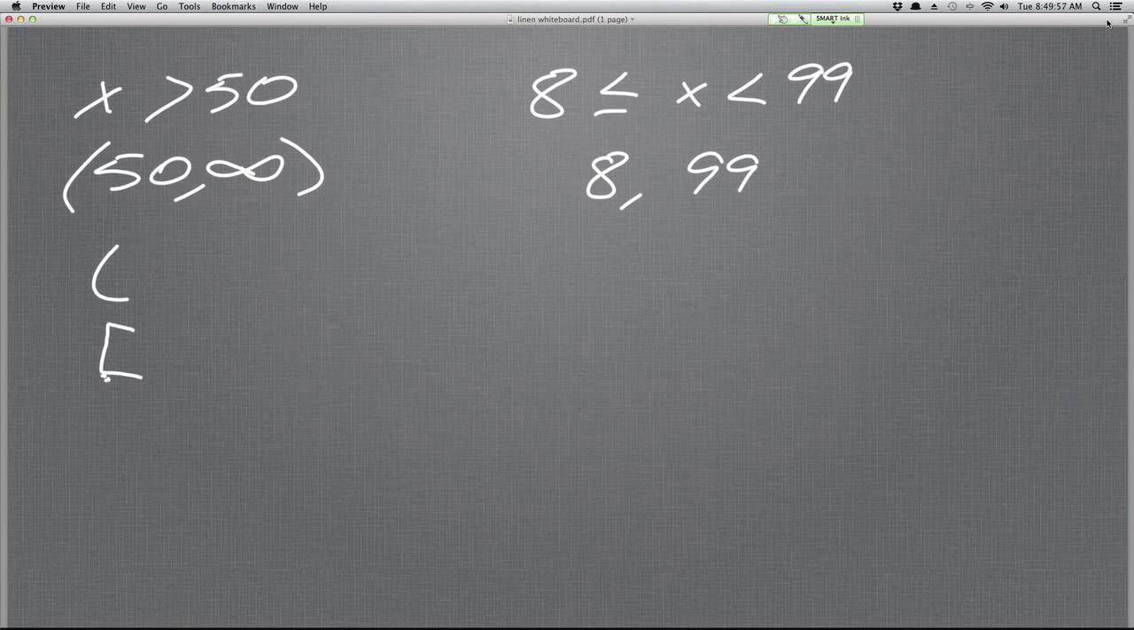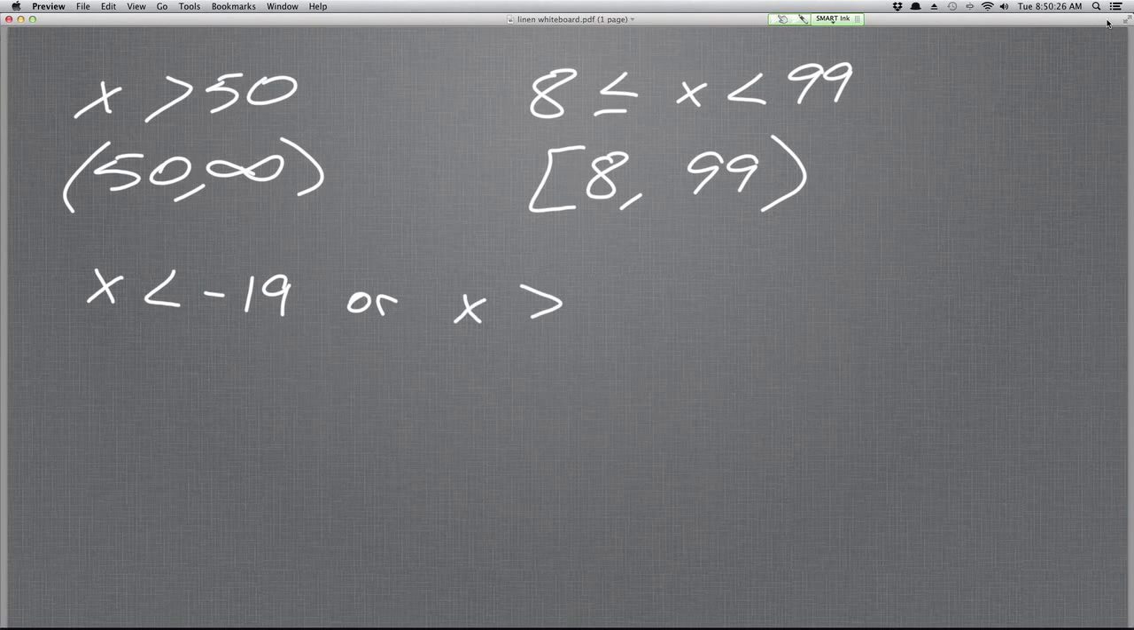What does the 8 get? Bracket. Why does it get a bracket? It's included. What does the 99 get? Parenthesis. So this is talking about the set of numbers between 8 and 99. 8 is included, 99 is not. Okay? One more. Okay, I have x is less than negative 19, or x is greater than 21.